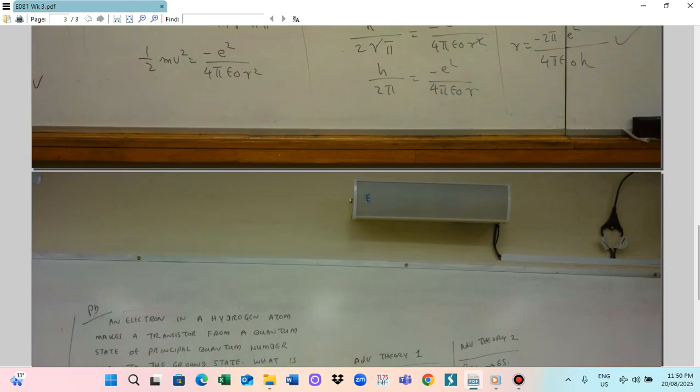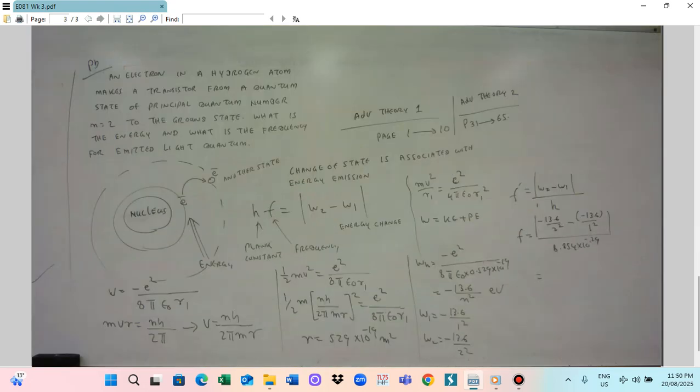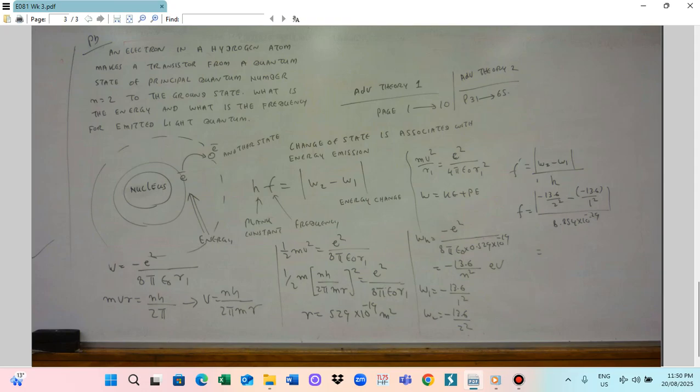And the next problem. I explained the first problem: we have to calculate the kinetic energy, the potential energy, and the total energy for the ground state, which means the electron has not received any energy to move out. At that time we can calculate. This is the ground state situation. So the formula is total energy equals kinetic energy plus potential energy.